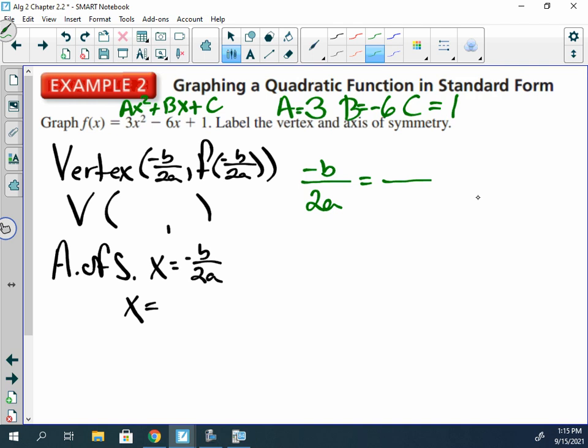So our formula is negative b over 2a. So we could say negative what over 2 times 3. So we have negative 6 over 2 times 3. Can we plug that into a calculator? Well, we can calculate it out. Negative makes a positive. 2 times 3 is 6. And 6 divided by 6 is 1. That's it. So the x value of the vertex is 1. The axis of symmetry, x equals 1.